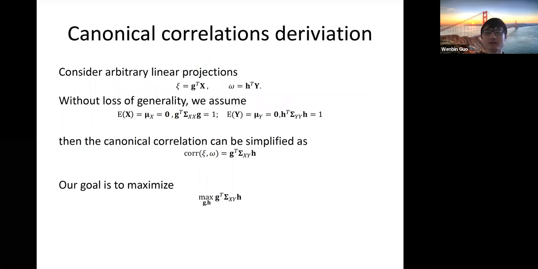And so this is about the derivation of this correlation. Consider an arbitrary linear projection, and without loss of generality, we assume that psi and omega have mean 0 and variance 1. Then the canonical correlation can be directly written as G transpose times covariance X, Y, and H. So our goal is to find G and H to maximize this correlation.